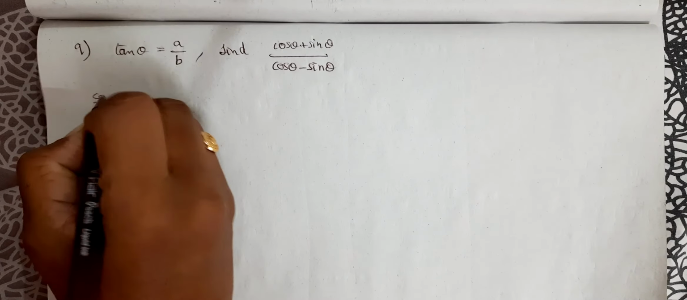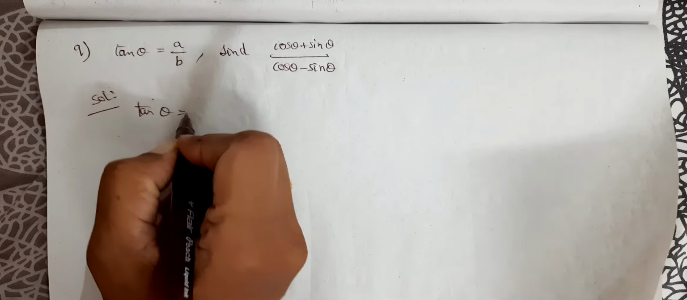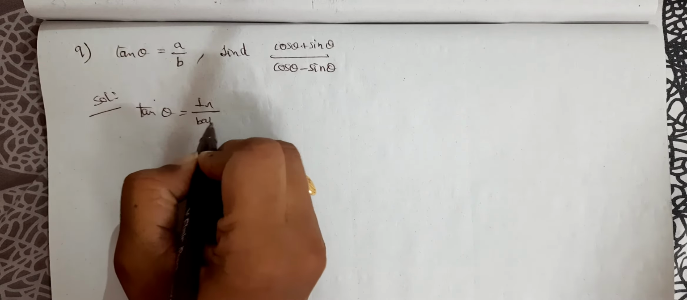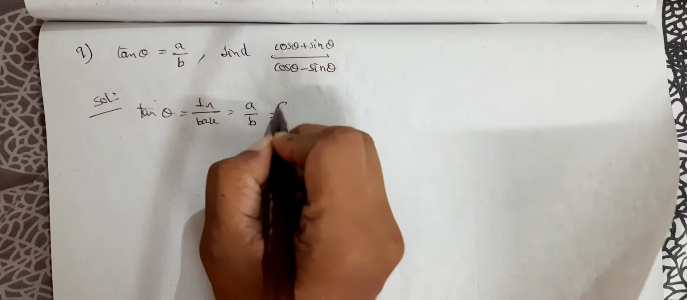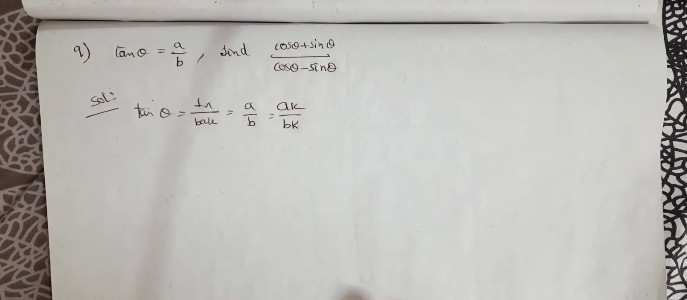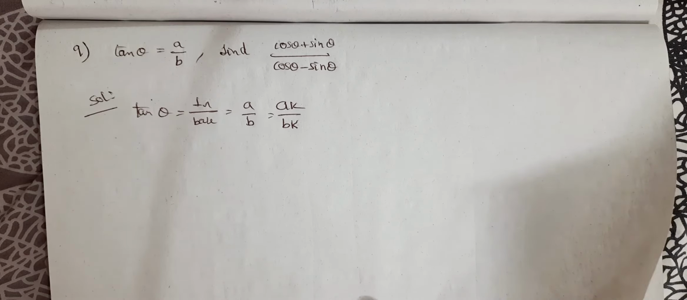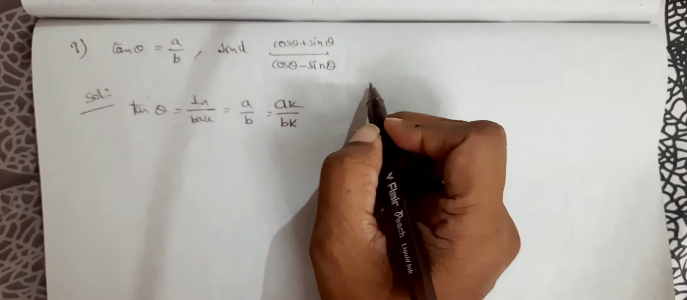As usual, now from solution, tan theta is equal to, how do we define tan? Tan is equal to always perpendicular by base, which is given to be a by b. So I'll write it as ak by bk. So carefully observe the simplification, because it is not 3, 4, 5. It is not with numbers. It is with the variables. So don't get confused while solving the problem.